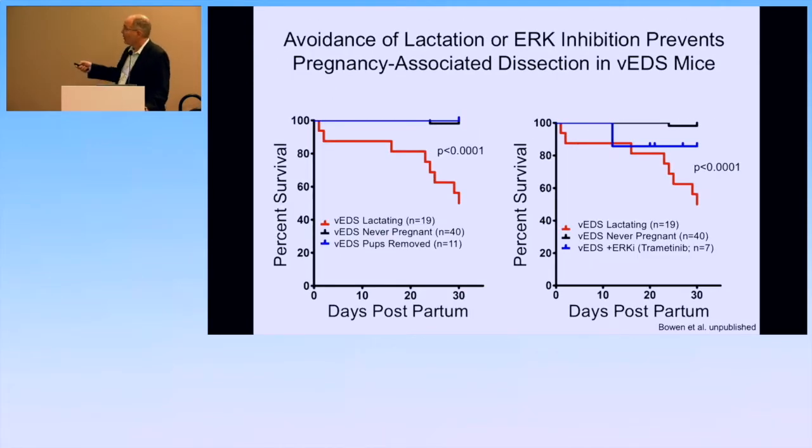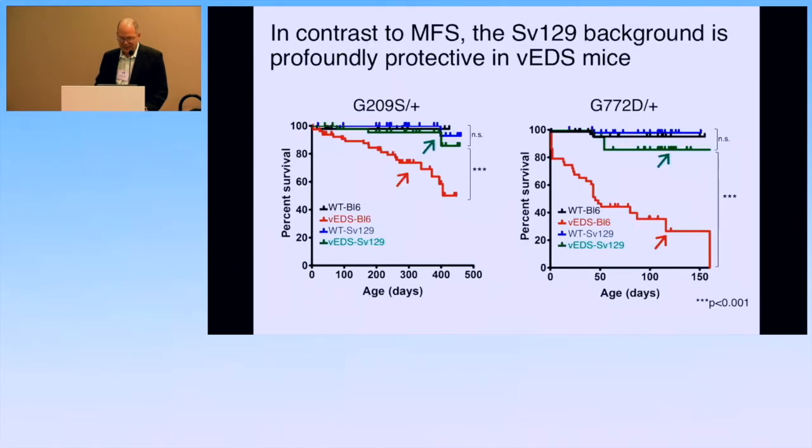We again saw that there is increased risk of aortic dissection in association with pregnancy in the vascular EDS mice, that if you simply remove the pups and prevent lactation, there's 100% survival. If you give these mice an ERK inhibitor, there's a very significant reduction in pregnancy-induced aortic dissection.